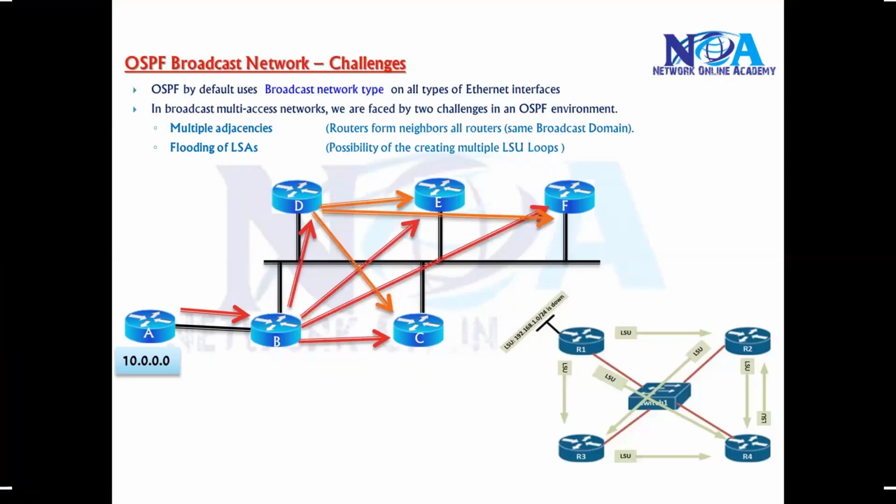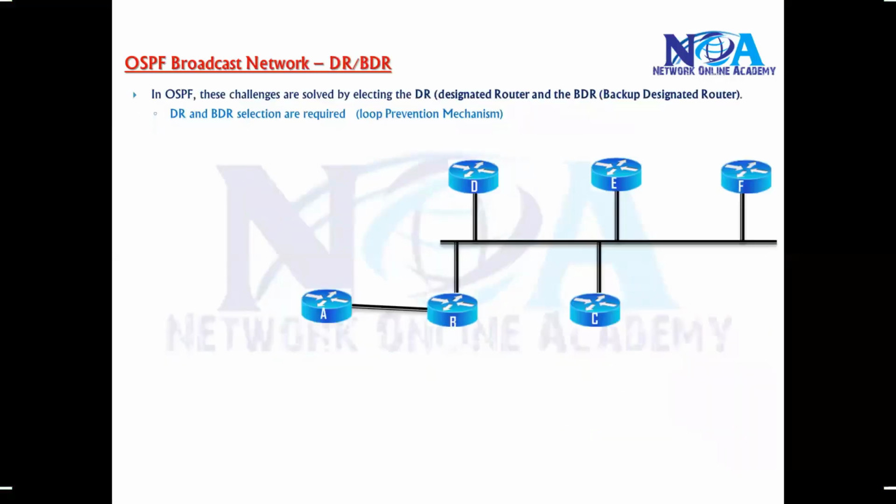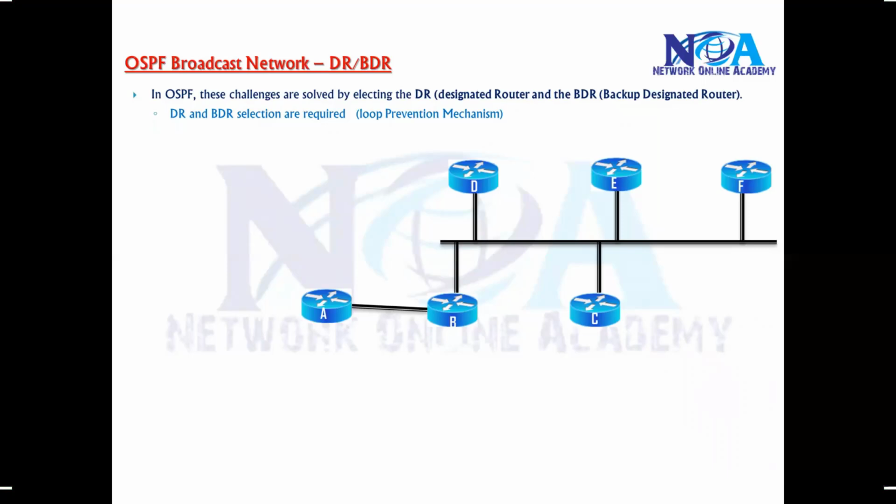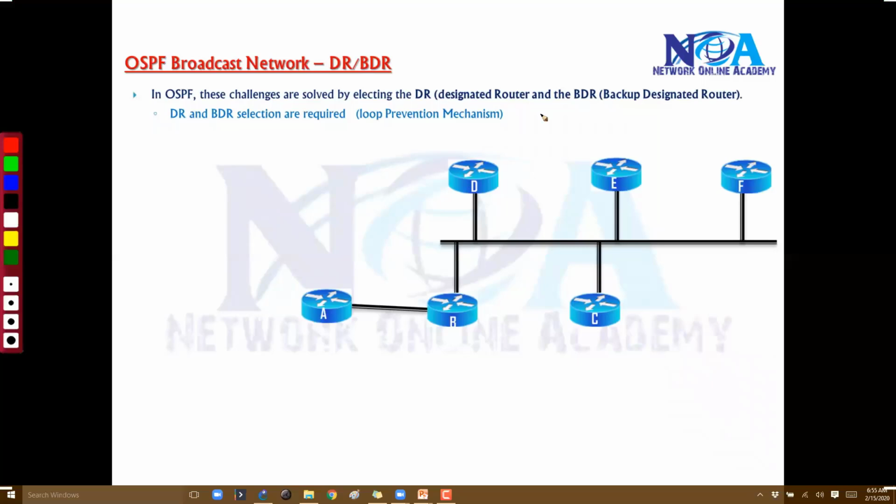Now, to overcome this, this will not occur, of course, but there is a solution for this. Now, in OSPF broadcast networks, we have something like DR, BDR elections. DR stands for designated router and BDR stands for backup designated router. So we have the DR and BDR mechanism, which is a loop prevention mechanism to prevent those loops we discussed just now.